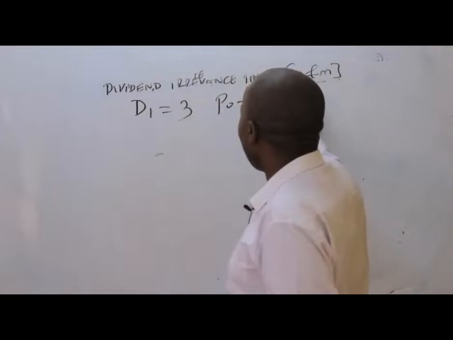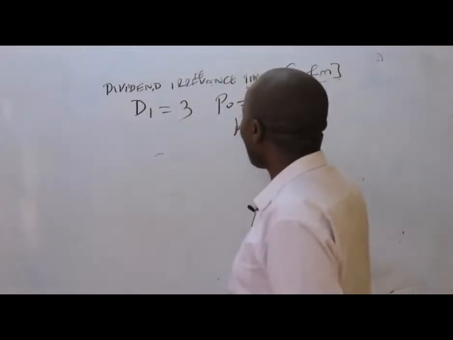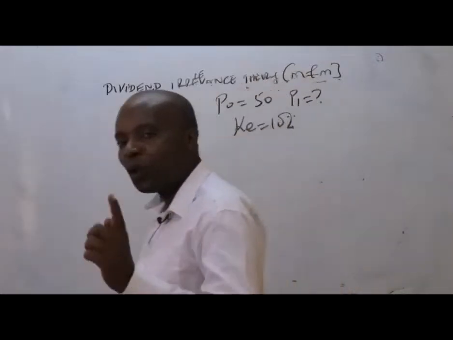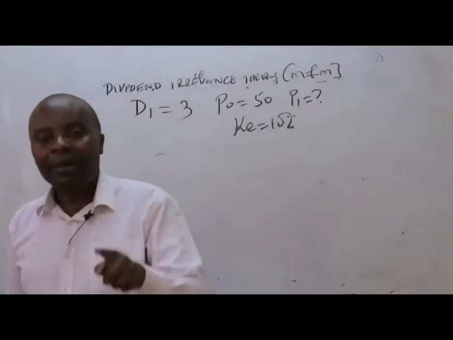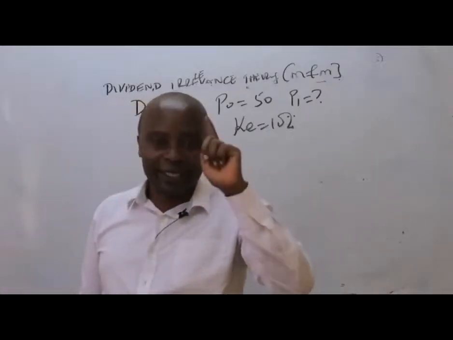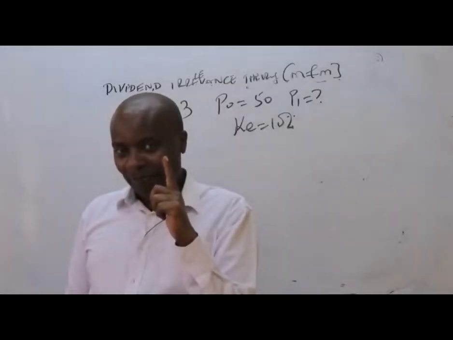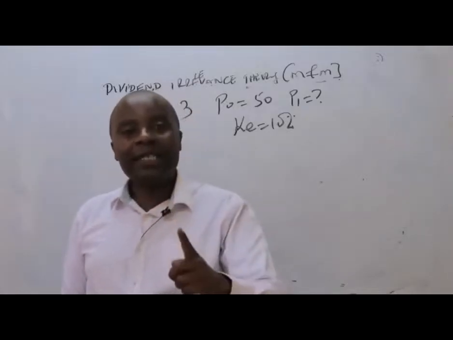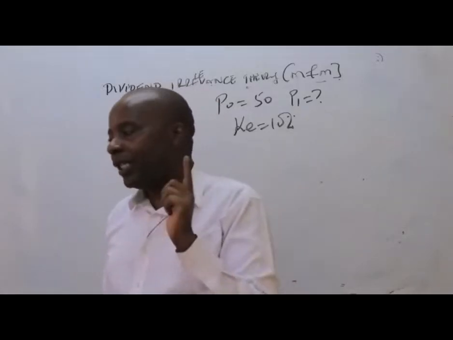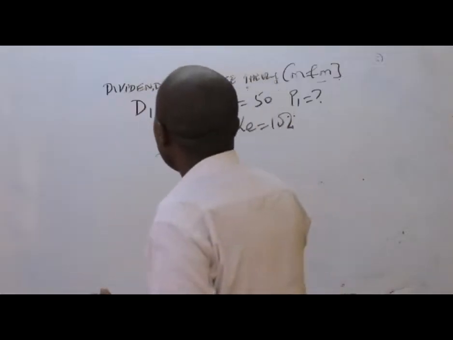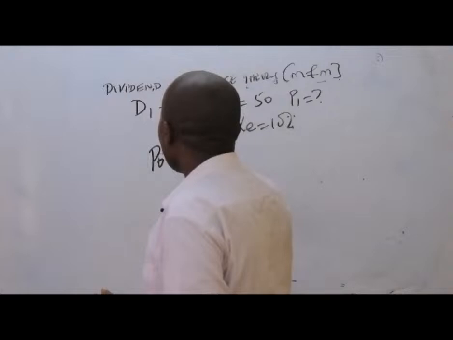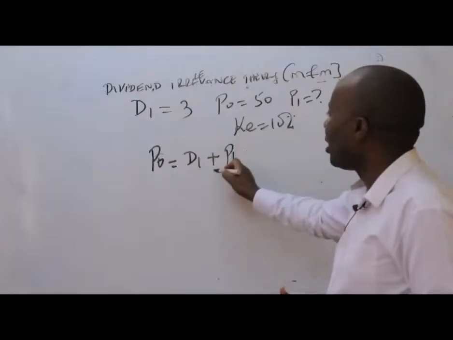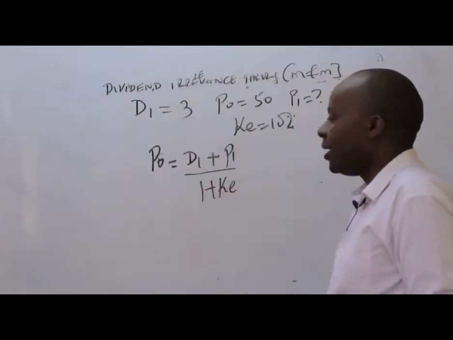P0 will be 50. P1 is what we are looking for. And then we know cost of equity is 10%. They would want us to give them P1. I may forget many other things, but I'll not forget the formula of P0. I know that there are 2 formulas of P0. The one of D0 into something, but this is a special one, dividend irrelevance. What do we have over here? P0 equals D1 plus P1 all over 1 plus KE.